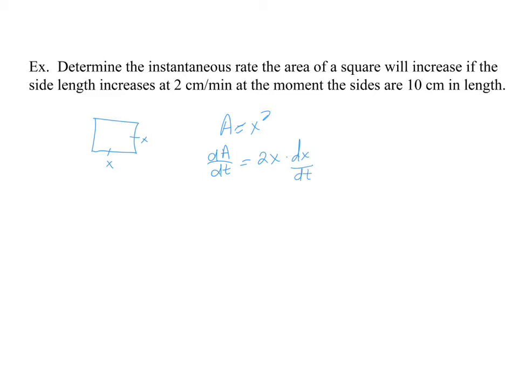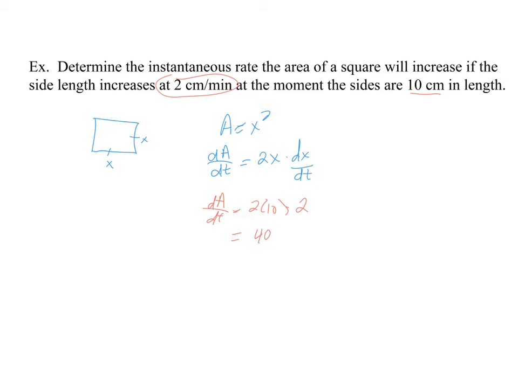Now we just plug in the numbers and solve. If you go back to the question, it says our side length is increasing at 2 centimeters per minute. So that would be the dx dt. We won't worry about the units, we'll put those in at the end. The question's asking for the area, so we're looking to solve for dA dt. The rest of our formula is 2 times x, and you can see in this case it's saying determine the rate when x equals 10. So we just plug the 10 in and we're done. We'd have 2 times 2 times 10, which would be 40.